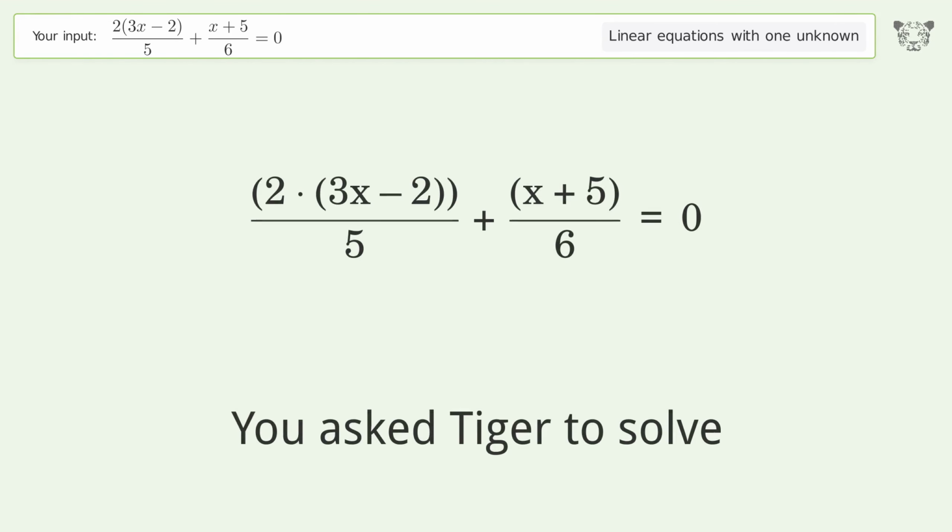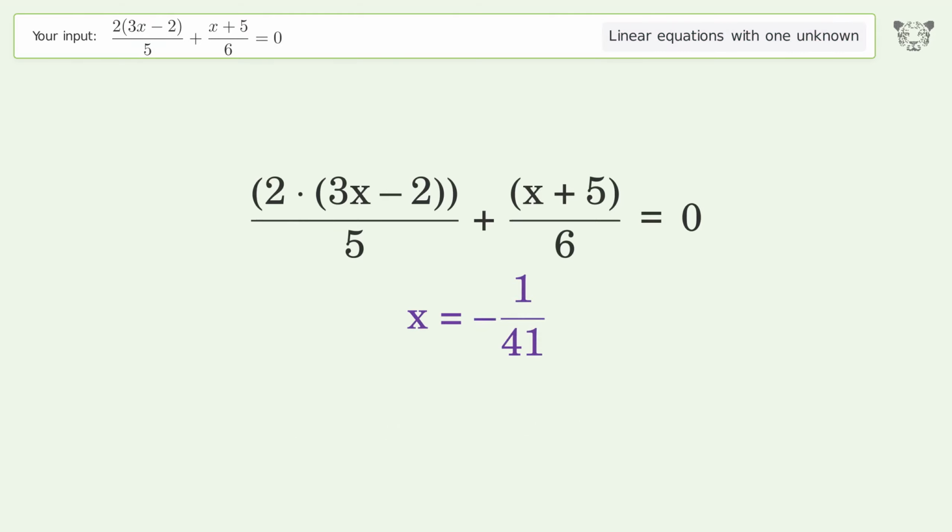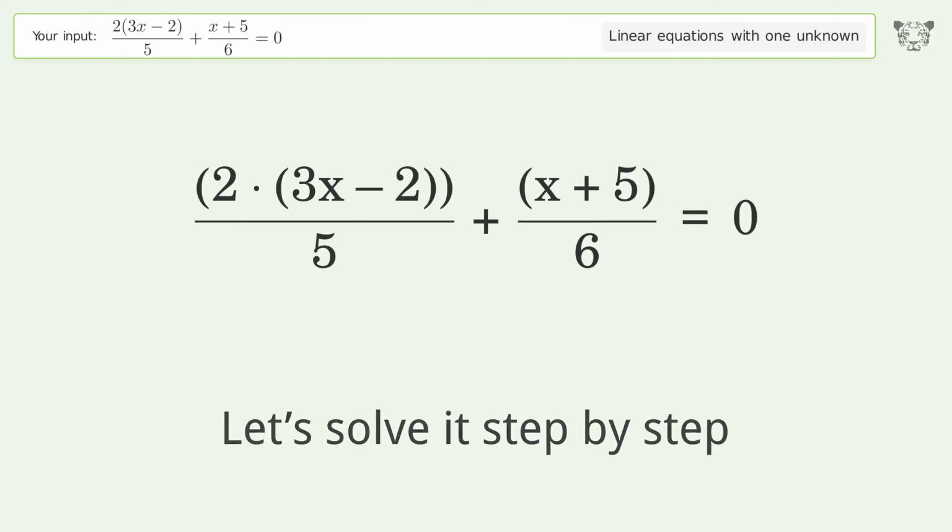You ask Tiger to solve. This deals with linear equations with one unknown. The final result is x equals -1/41. Let's solve it step by step.